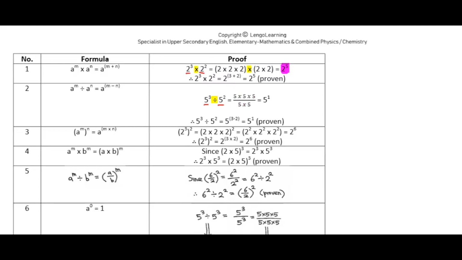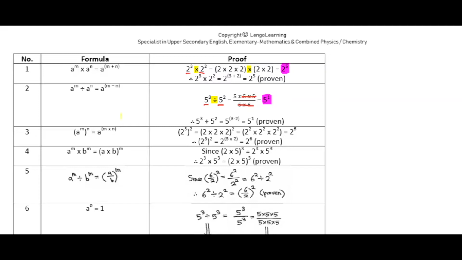The 5's will cancel out. This 5 times 5 will cancel out with the denominator, so I'm left with 5 to the power of 1. I can see that this 1 is obtained by having 3 minus 2. So 5 to the power of 3 divided by 5 to the power of 2 is the same as 5 to the power of 3 minus 2, which will give me this answer, 5 to the power of 1. So this is proven.